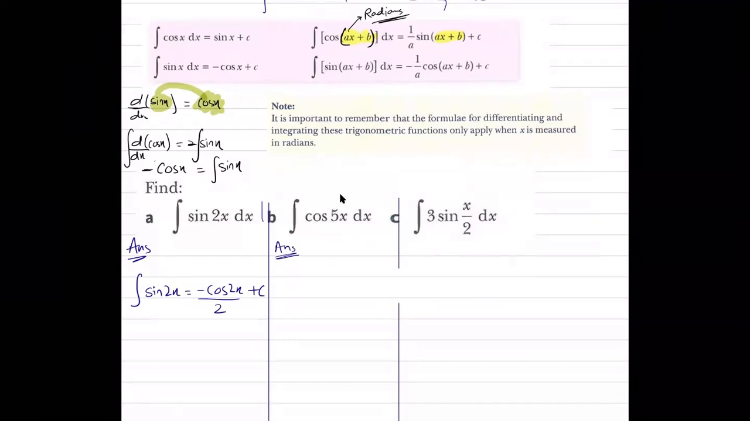Integration of cos 5x. So, integration of cos 5x is sine 5x upon 5 plus c. Do you get it? Yeah, sir. Now, what do you think the integration of 3 sine x upon 2 dx is going to be?